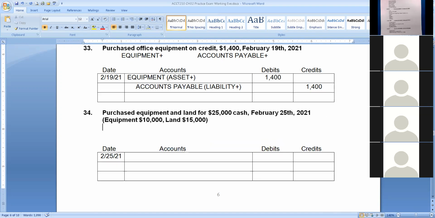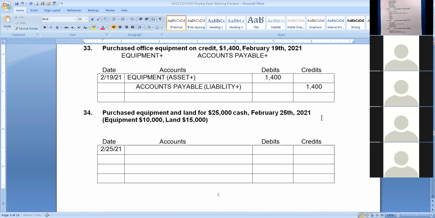Okay, so the accounts we're going to use are equipment, land, and cash. Equipment going up or down? Up. Land going up or down? Up. Cash going up or down? Down. So what would the journal entry be? Equipment debit for 10,000, land 15,000 as a debit, and 25,000 for cash as a credit. Asset going up.